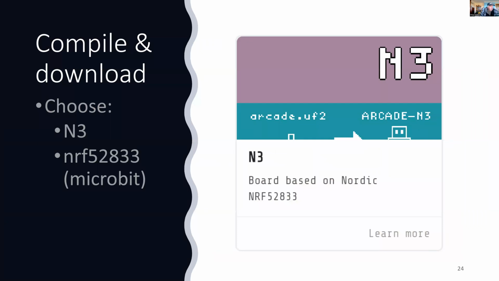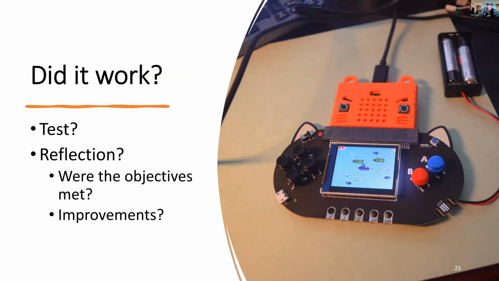And when you're ready to download, you need to select N3, and that's the code for the micro:bit. After you've downloaded it, you need to test it and reflect on whether the game as you play it meets the original objectives. Can you suggest any improvements? And perhaps you might like to make another revision and version of your game.